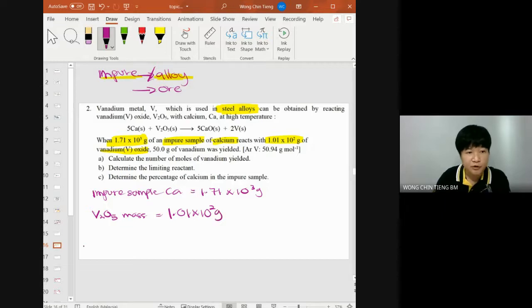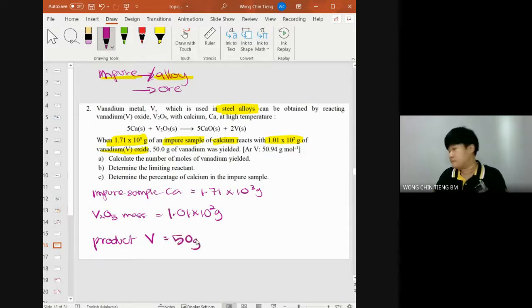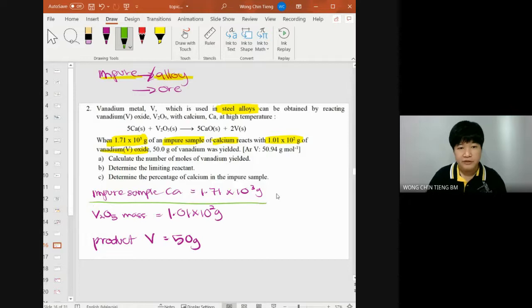And then product. Yang ni penting. Vanadium 50 gram. Soalan pertama. Can we find the number of mole of impure calcium?